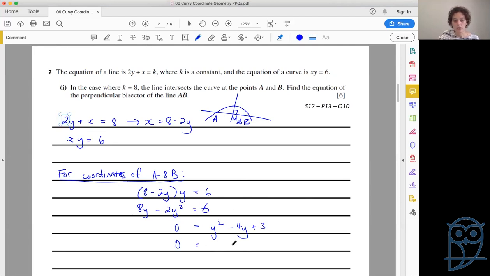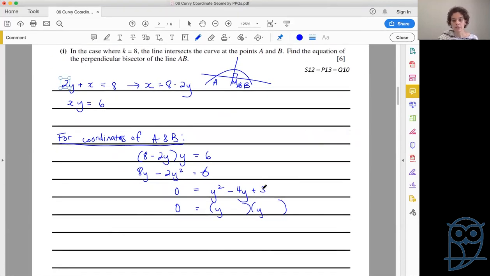So we can solve for y. We factorize, always our preferred method of solution, because it is quick, it is easy, and it is less prone to errors than using other longer methods. Factors of 3 which add to give us 4 is 3 and 1. And like signs, and they are both negative. So y equals 3 and y equals 1.